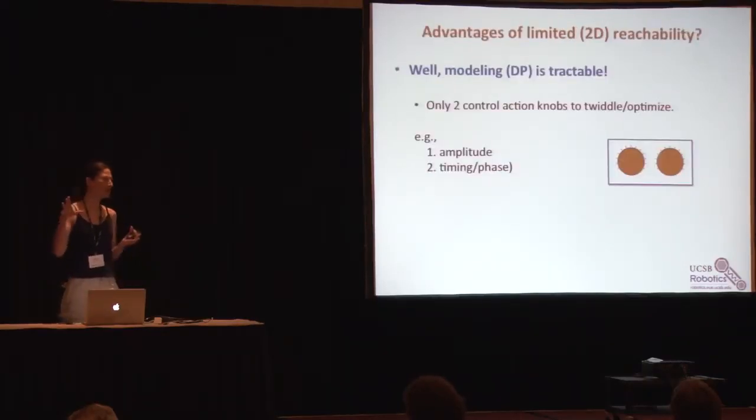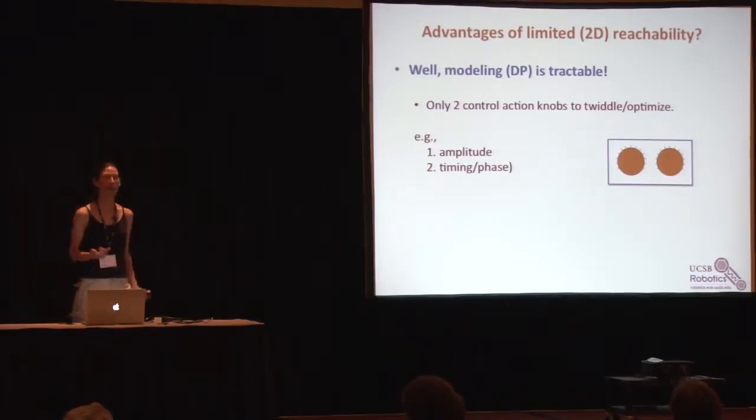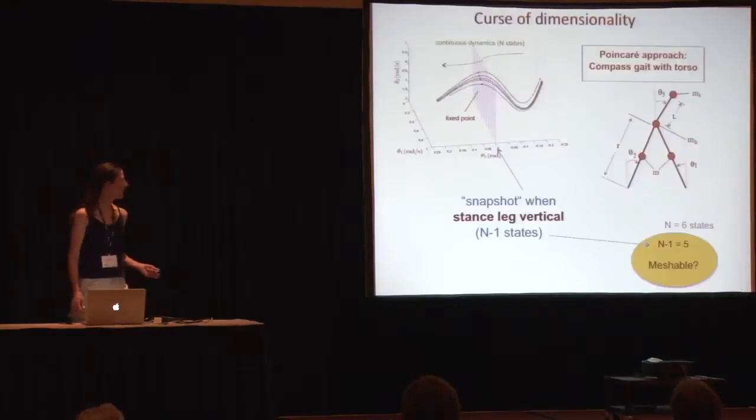So 2D reachability seems like a limitation. The advantage is it gives us only two knobs to mesh over to try to decide what we're going to do at each step, basically. So thinking about 2D meshes, I'm going to go very quickly through work that we're doing with a compass gate robot with a torso. So there's three positions, angles of the limbs, meaning there's 6 states, positions and velocities.